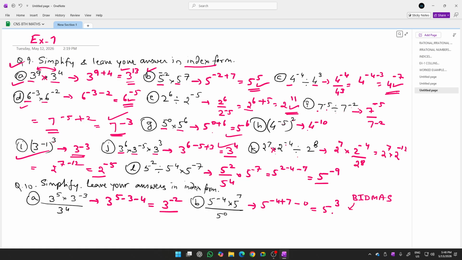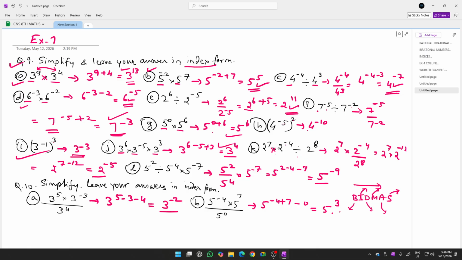B stands for bracket, I stands for indices or index form, D stands for division, M stands for multiplication, A stands for addition, S stands for subtraction. So you have to go from left to right in the order to perform the operation. Now here you can see in sub question K, there are two operations, multiplication and division. So which one are you going to do first?